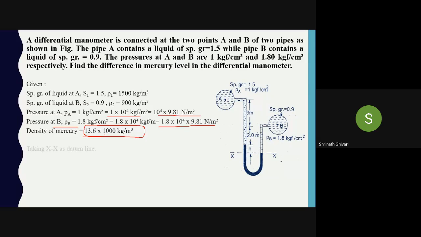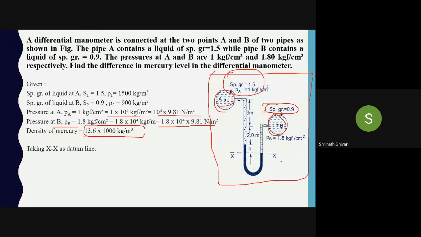Okay, next. Now, which is the datum line? Now you concentrate on this diagram. What is the diagram saying? There are two pipes which are maintained at different levels. In the two pipes, there are two different fluids flowing. In pipe A, there is a fluid flowing with a specific gravity of 1.5, and in pipe B, there is one more fluid flowing with a specific gravity of 0.9. Okay, and they have given the distance of the levels. Then the pressure at this is 1 kgf.